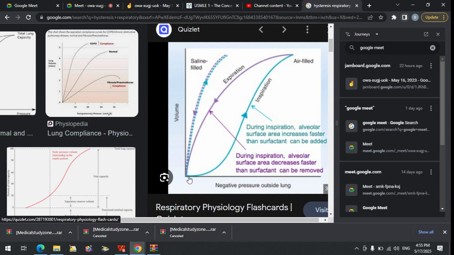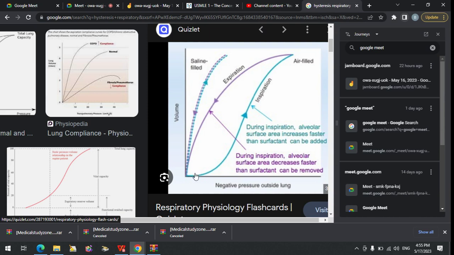So what happens to the collapsing pressure when there's a small radius? It will be very high. What happens to the surface tension there? It's going to be high too. Exactly, so surface tension is high too.